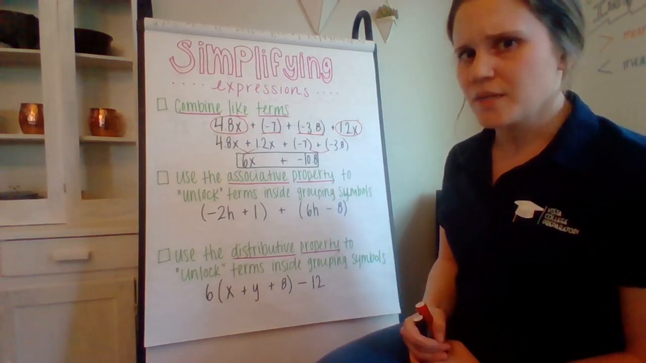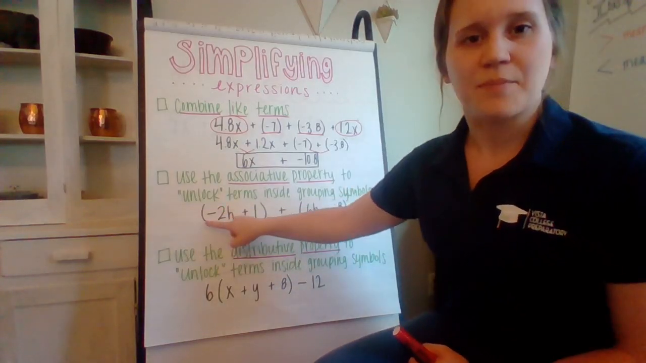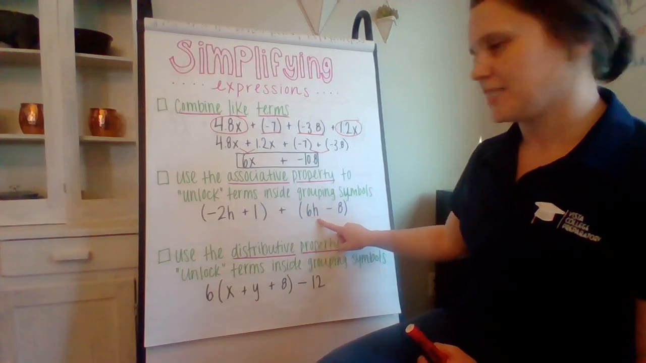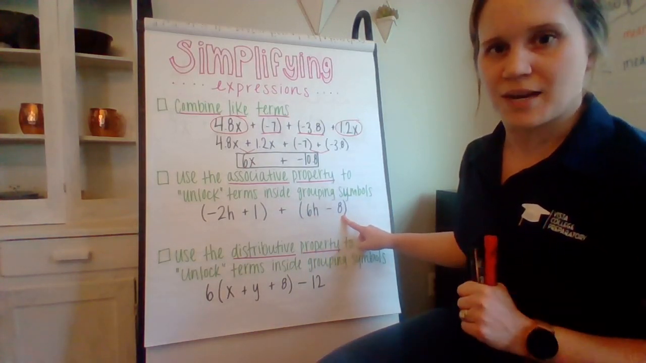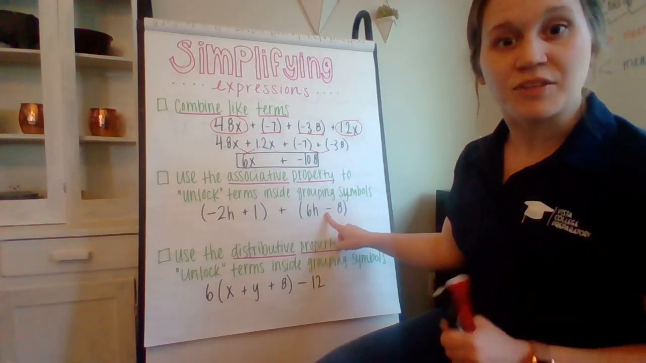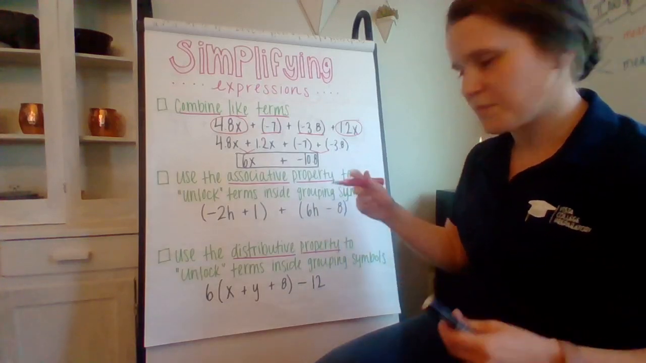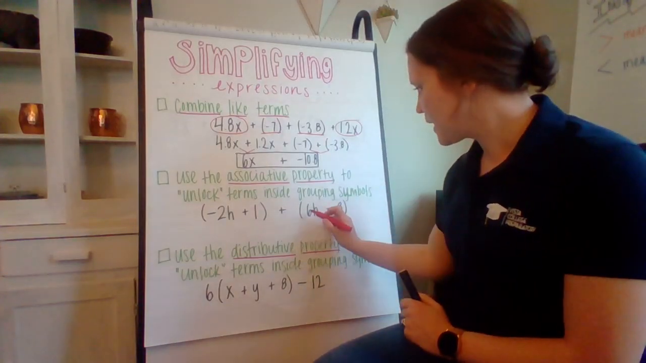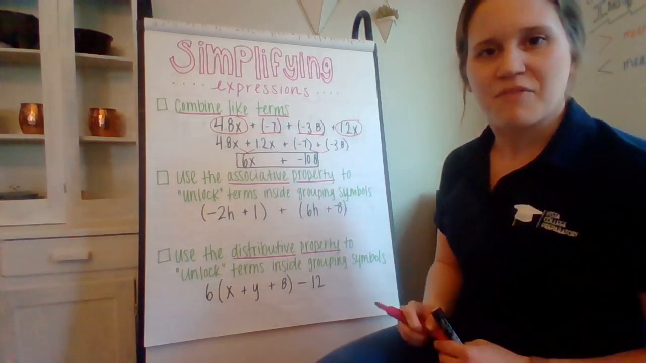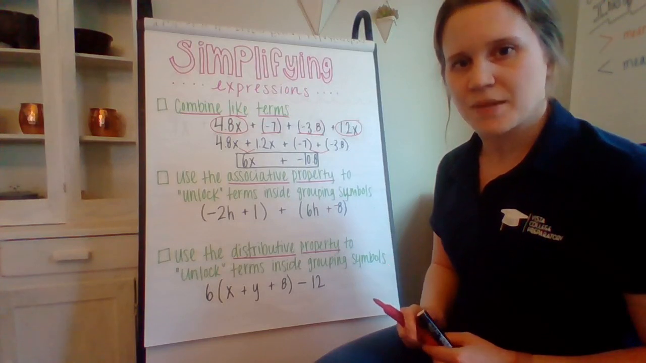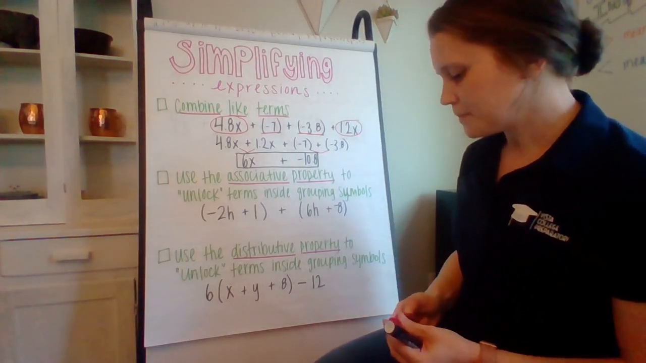and that's called the associative property. So this one says negative 2h plus 1 inside parentheses plus parentheses 6h minus 8. Now, I just said that associative property only works for addition, but I see subtraction here. So let's go ahead and use additive inverse property, keep, change, change. I'm going to use my red marker. Keep, change, subtraction to addition, change 8 to negative 8. Okay, make sure your paper looks like this. Take a second to copy it down if you have not done that already.